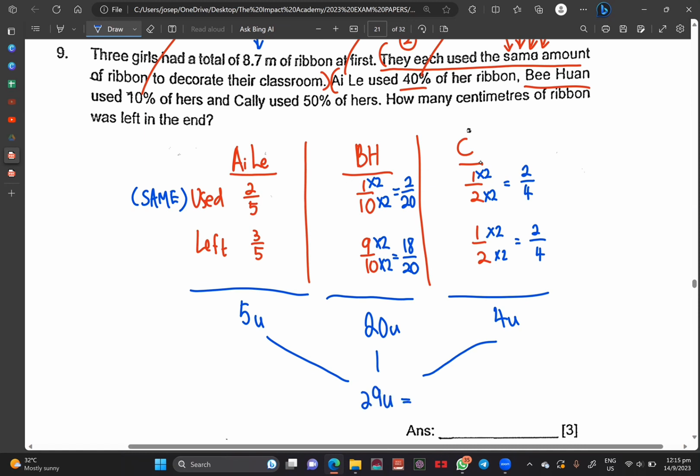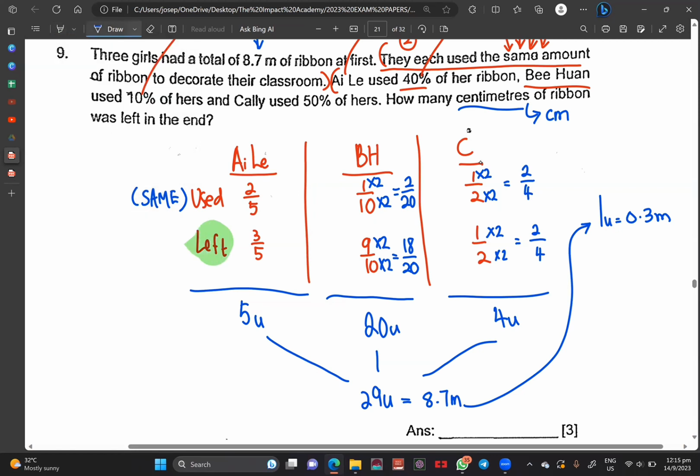And we know that 29 units is basically equal to 8.7 meters. What I want to do is I want to always find 1 unit. So 8.7 divided by 29, we get 0.3 meters. Now the question says how many centimeters? So later towards the end, I will change to centimeters. Ribbon was left in the end. So left in the end, that means to say I look at what is over here.